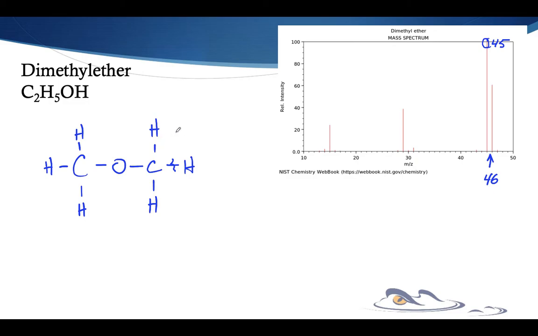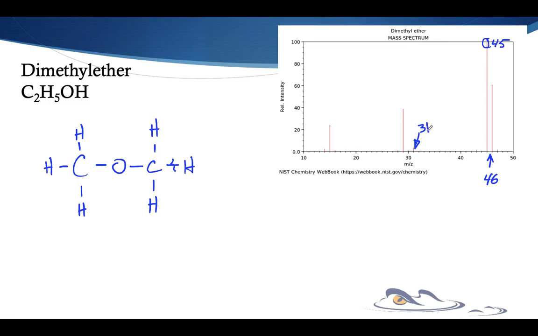Now, does that help me out too much? No, because the alcohol could have done that, right, and lost a hydrogen, and then it would have had a mass of 45. So that didn't help me out too much. One thing that I can see that is noticeably missing from this one is that it does not have that big peak at 31, does it?